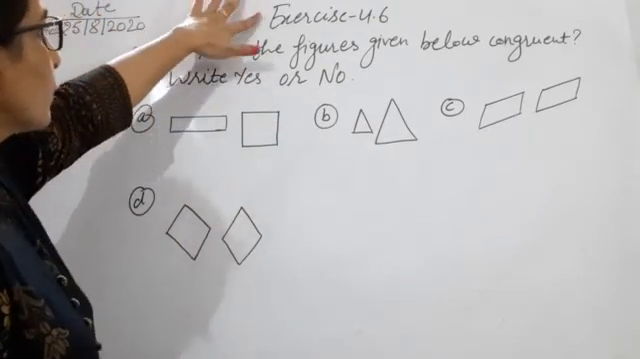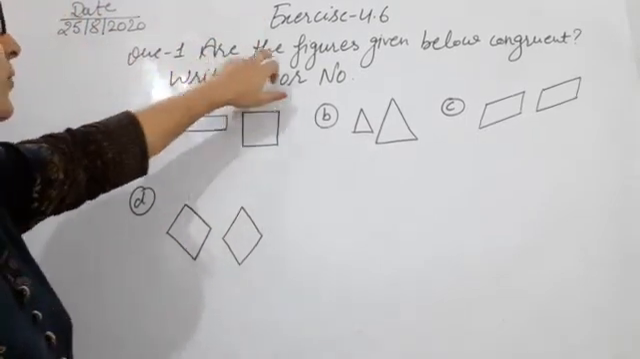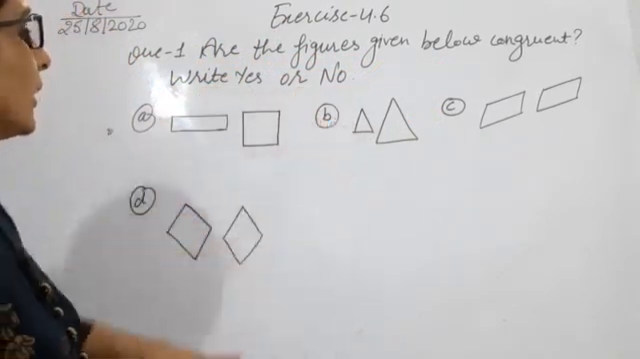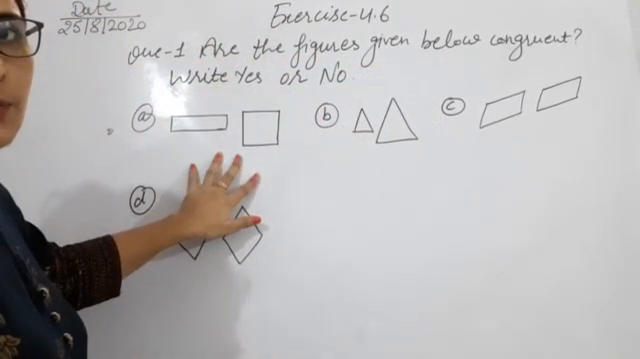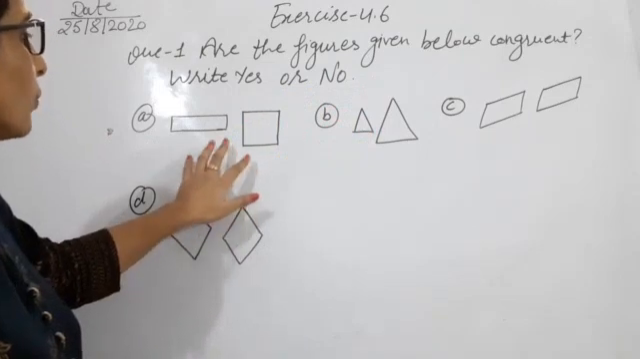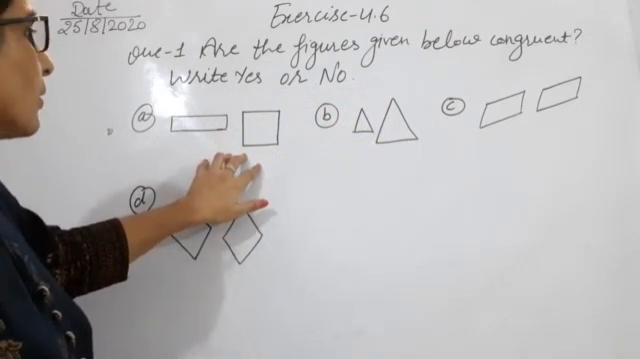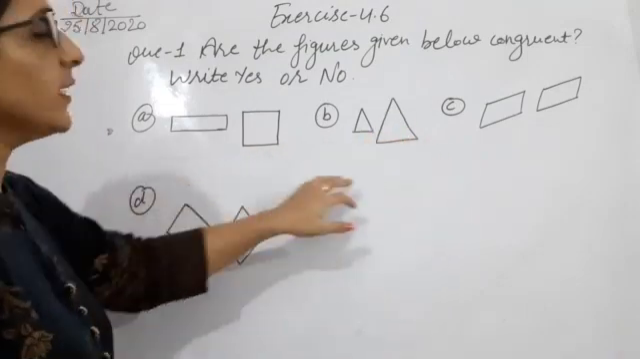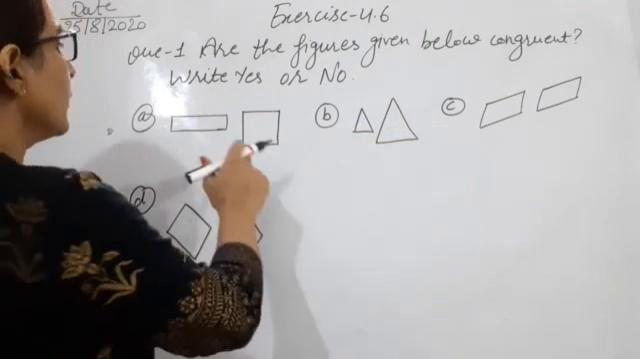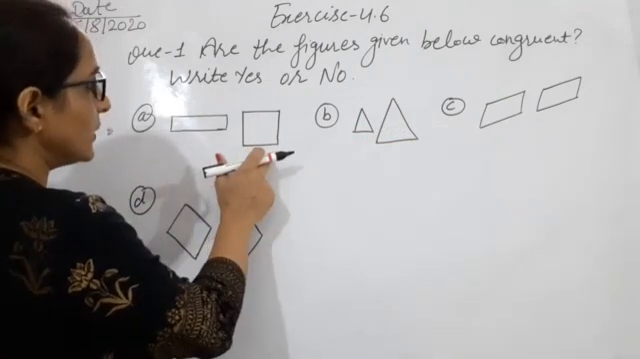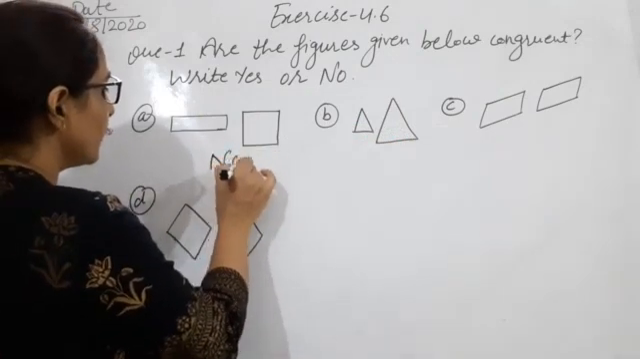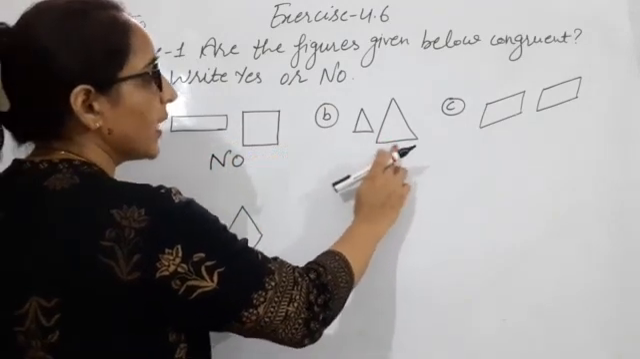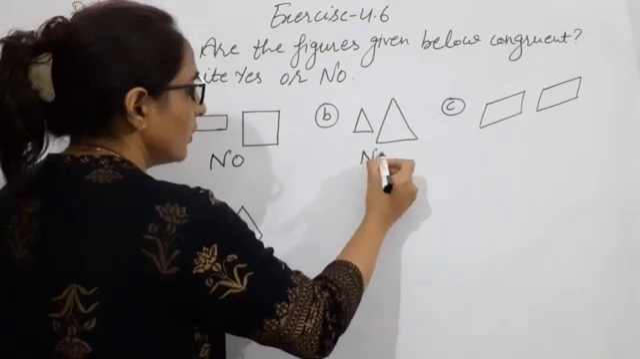Now the exercise number 4.6, question number 1 is, are the figures given below concrete? Write yes or no. Clear? We know very well the figures which are the same in size, and when we look they are looking the same, and in size also they will be same. So here is part A, B, C, D, E and F part is also given there. So they both are not the same, so we write here no. When we look they are same, but in size they are different, so it is also no.